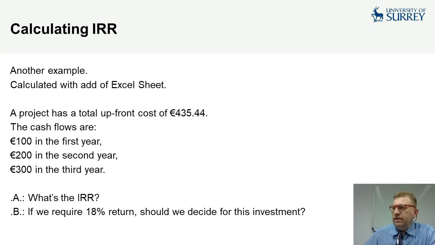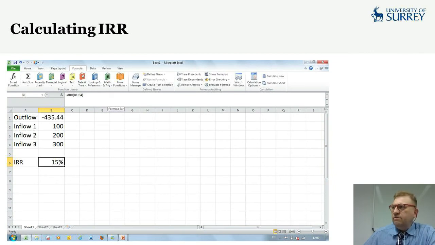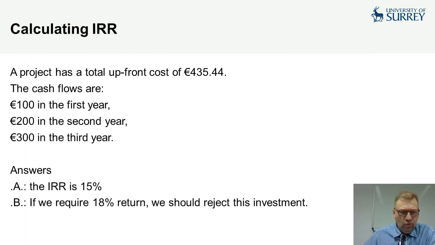So let's make a sort of impression from the Excel sheet. It looks like this. That is the formula. At least it should work. And then when we put this in, we click this, then we find 15%. We calculate it. So what is our answer? Our answer is that the IRR is 15%. If we require 18% return, we should reject this investment.